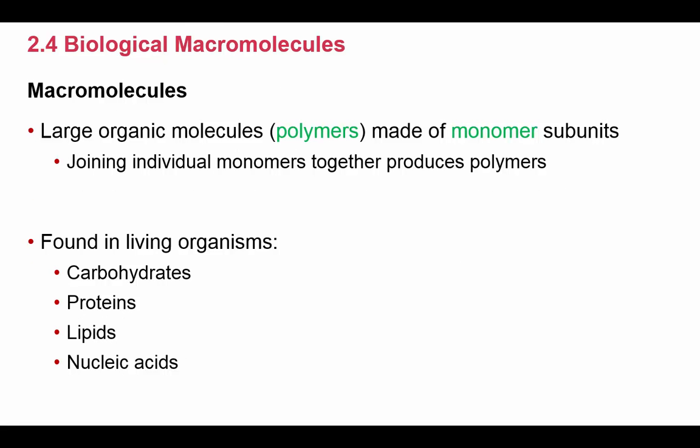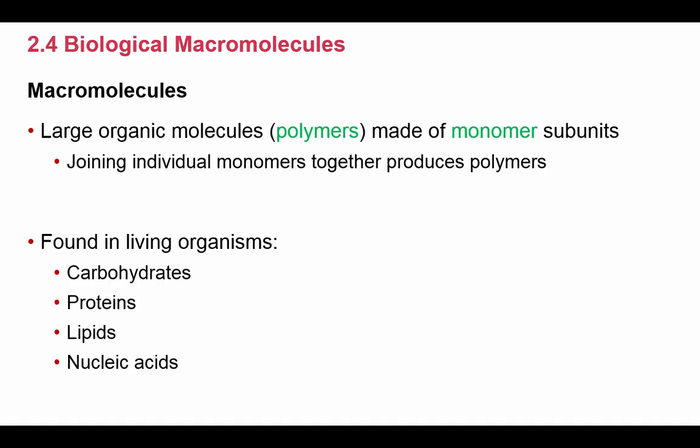So to begin with, what is a macromolecule? Well, as it states on page 39 of your textbook, macromolecules, macro means large, so they're large organic molecules. We could also call them polymers, and they are made of what we call monomer subunits. With these two terms, polymer and monomer, monomers typically are the ingredients. Polymers are the product they're going to be made. And so as you join individual monomers together, you build a polymer.